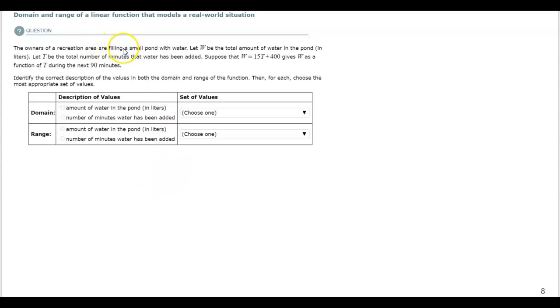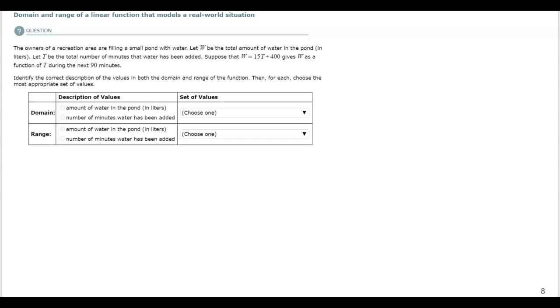So we have owners of a recreational area filling a pond with water. Let W be the total amount of water in the pond. T is the number of minutes that water is added. Suppose that W equals 15T plus 40, where W is a function of T during the next 90 minutes. Identify the domain and range of the function.